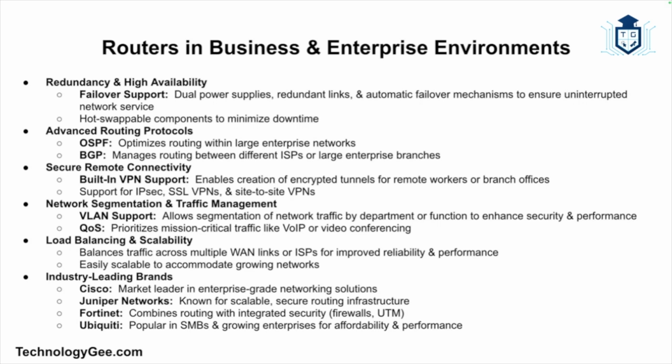All right, so let's quickly talk about routers in business and enterprise environments. So, routers in enterprise settings are like routers on steroids. Basically, they offer what is called redundancy or failover support. They support advanced routing protocols like OSPF and BGP. They use VPN tunnels for secure remote access. They have VLAN support for network segmentation, and they offer load balancing. And brands like Cisco, Juniper, Fortinet, and Ubiquiti, they dominate the business router market.